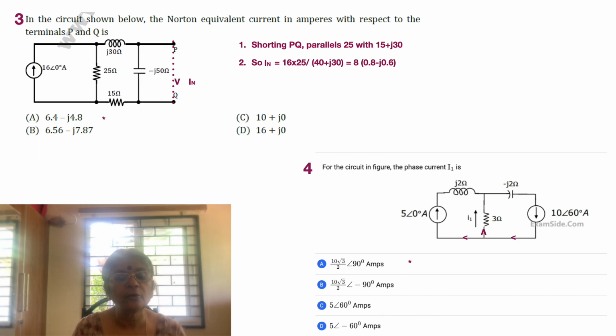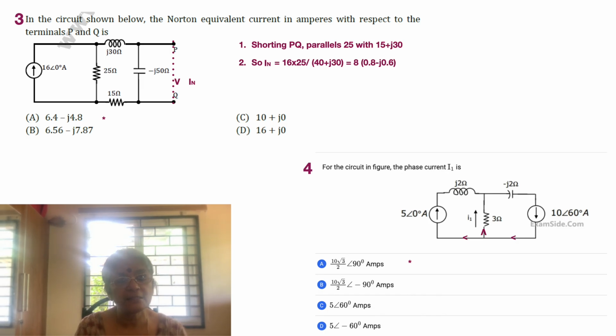Once you short it out, the minus j50, which is the reactance of the capacitance, becomes bypassed. So now we have 25 ohms in parallel with 15 plus j30. That's very easy to solve. We also see that the current flowing through the short is also the current flowing through 15 and j30. So you don't have to parallel.